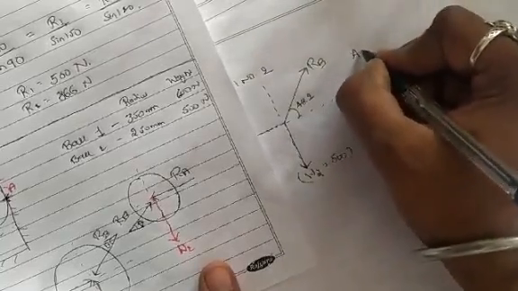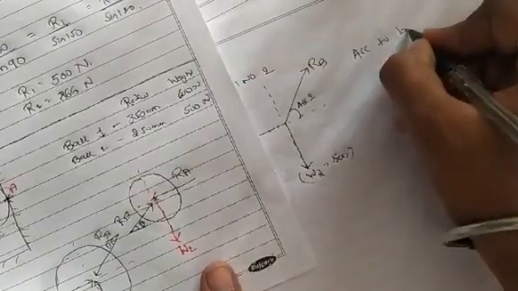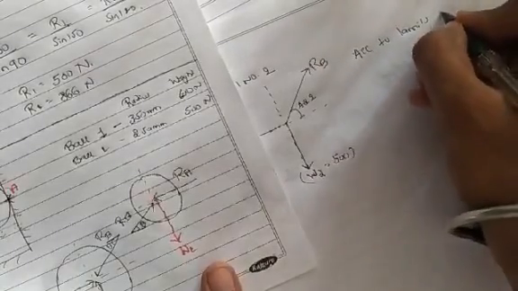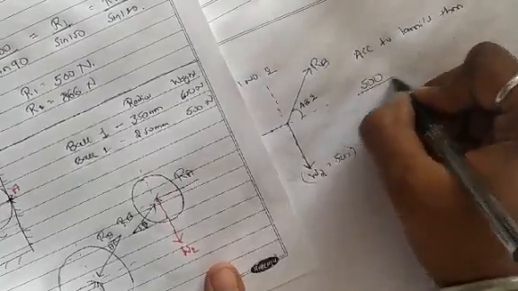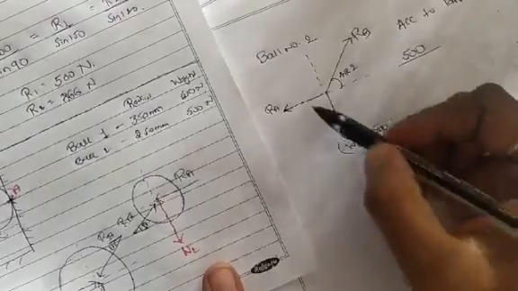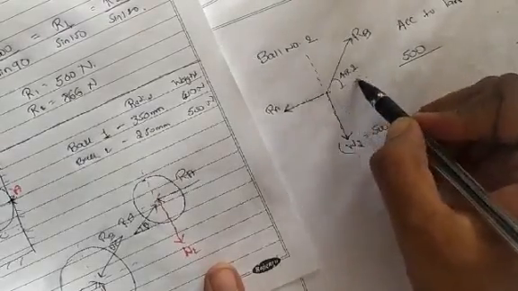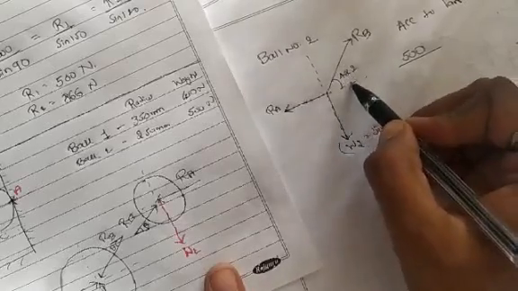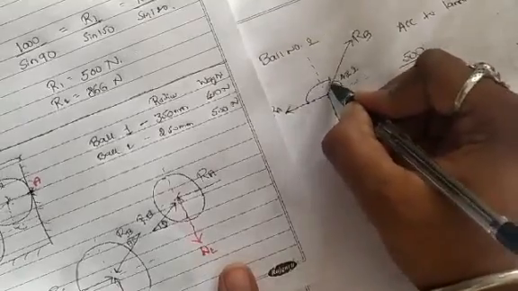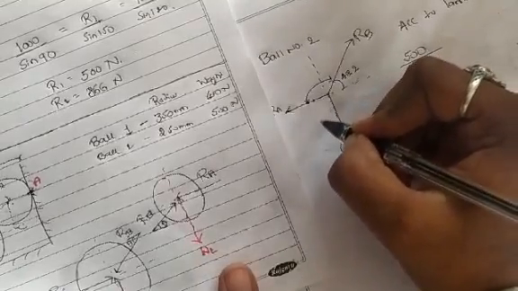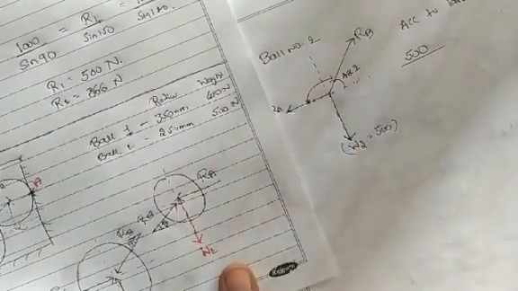According to Lami's theorem, first we'll consider 500 divided by sine of the angle between the other 2 forces. From negative x-axis to positive x-axis, the angle is 180. I want only this angle. That is 180 minus 48.2.